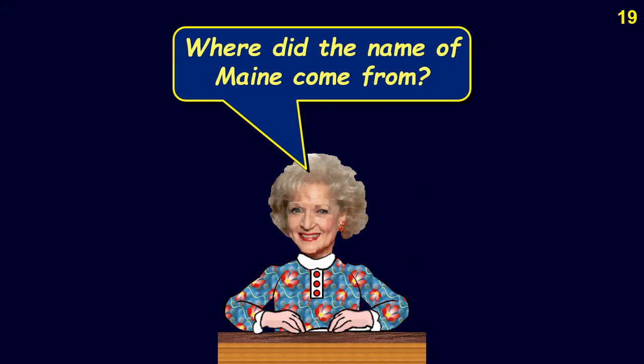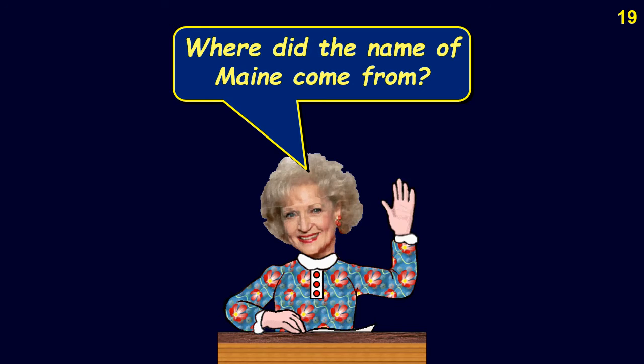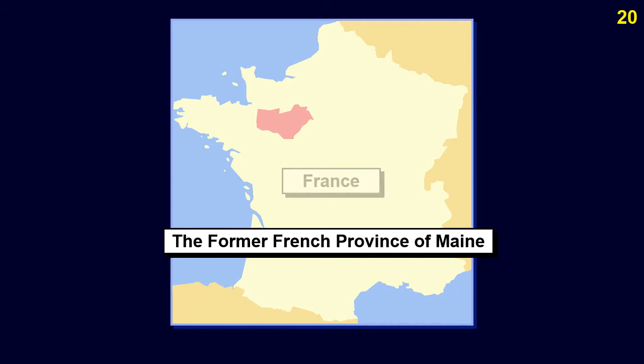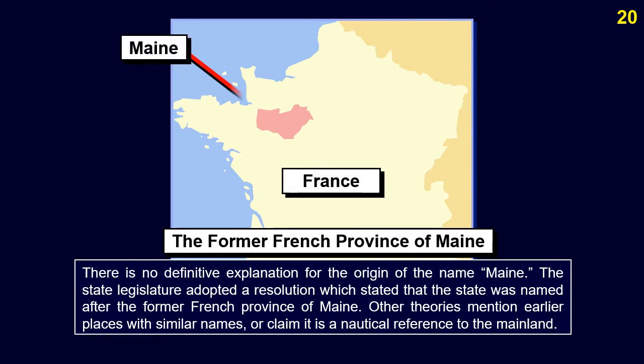Where did the name of Maine come from? There is no definitive explanation for the origin of the name Maine. The state legislature adopted a resolution which stated that the state was named after the former French province of Maine. Other theories mention earlier places with similar names, or claim it is a nautical reference to the mainland.